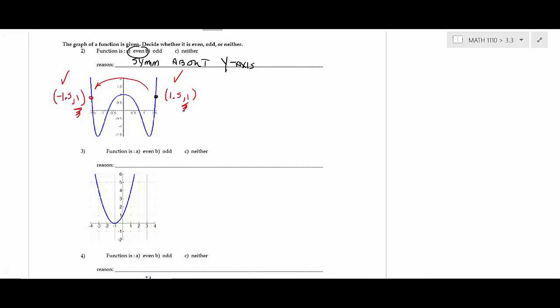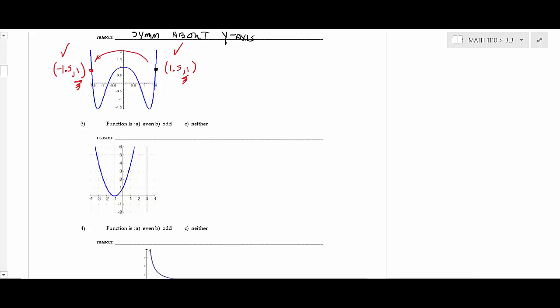The next one, how is it symmetrical? Some of you are shaking your head. No, that's good. That's a good sign. It's not symmetrical at all. So there is absolutely no symmetry on that one whatsoever. It's not symmetrical about x. It's not symmetrical about y. It's not symmetrical about the origin. So the answer is neither. It's neither odd nor even. So you have to have these certain symmetries.